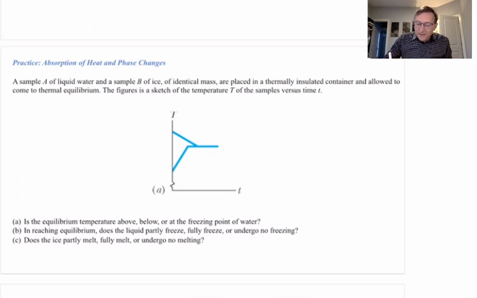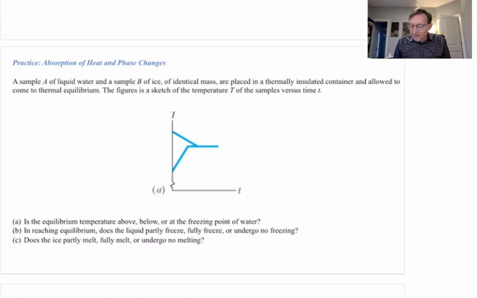The kind of picture that your book uses to tell us a physical story of what might happen when a system and its environment exchange energy as heat is a graph. Well, we love graphs, right? Graphs are a great way to tell a quantitative story. So here's the practice. Let me describe the situation. We have a sample of liquid water, call that A, and a sample of ice, call that B. They have exactly the same mass in grams or kilograms.